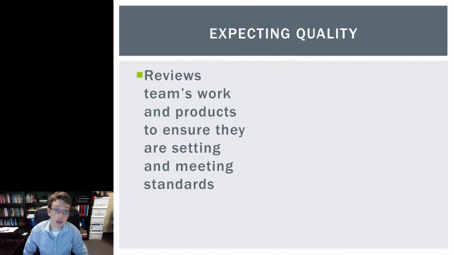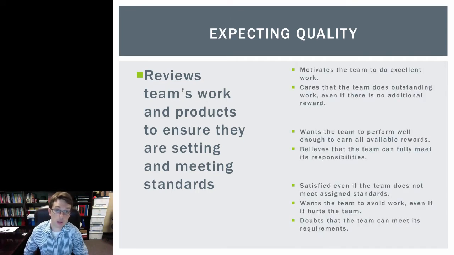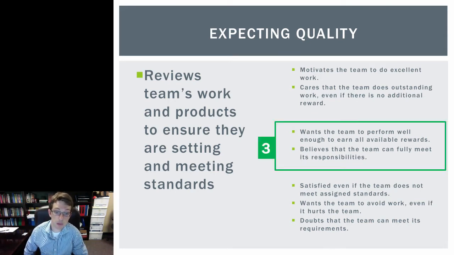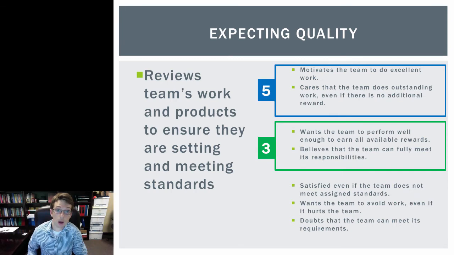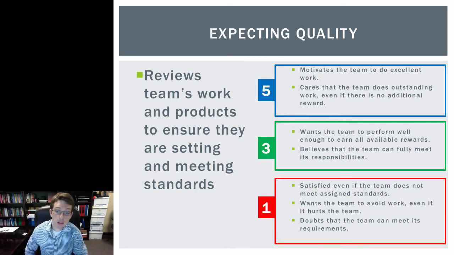For the next dimension, we have expecting quality. And this dimension is defined as reviews teams' work and products to ensure they are setting and meeting standards. And when we think of expecting quality, there are again example behaviors that we can think of. Things like believes that the team can fully meet its responsibilities, motivates the team to do excellent work, or satisfied even if the team does not meet assigned standards. And again, for each of these example behaviors, they can be classified as high, medium, or low performance.